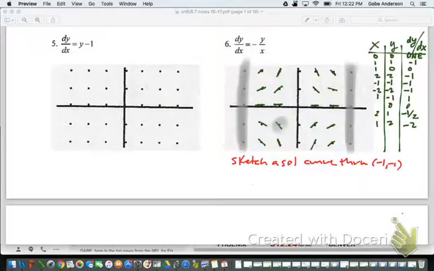Sketch a solution curve through -1, -1. Let me give you just a minute to think that through, what you think that might look like. And I'll put it up there. We can talk about, obviously going to have some curviness to it, right? It's got to go through that point. And be a function.